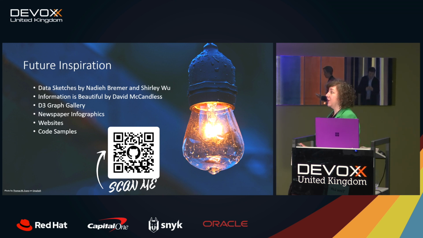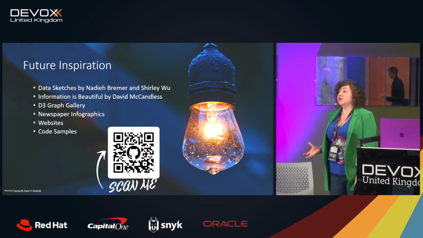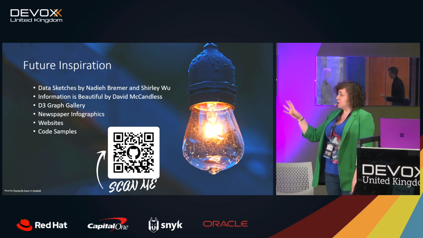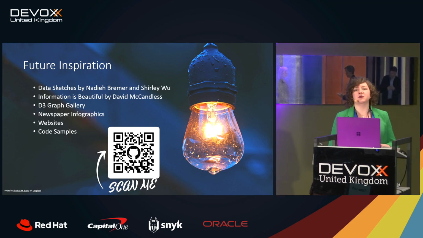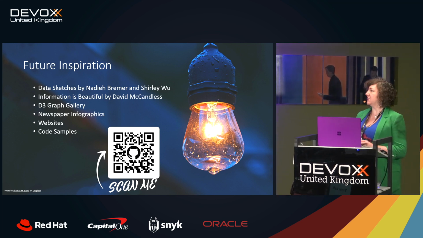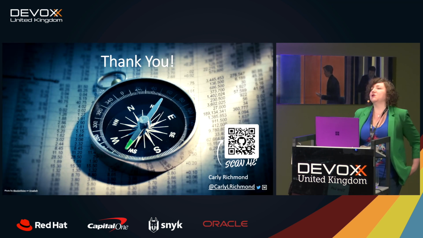But you can look at the wider world. Newspaper infographics and websites commonly have visualizations now. I was looking at one literally this morning on my way in. Any websites at all. Obviously the code samples are there at the QR code if you want to go and have a look, and you can check them out and have a play with the visualizations as well.